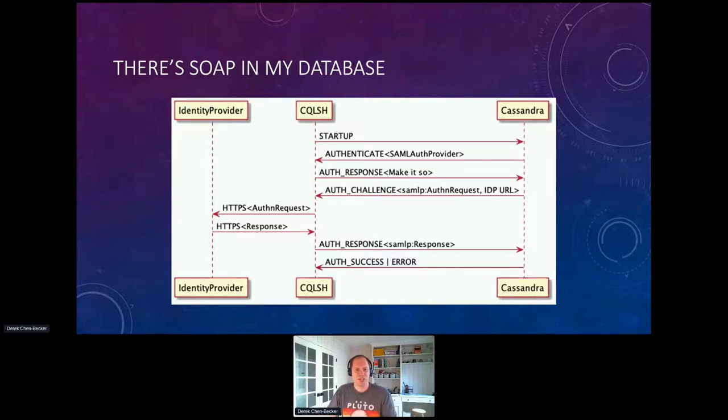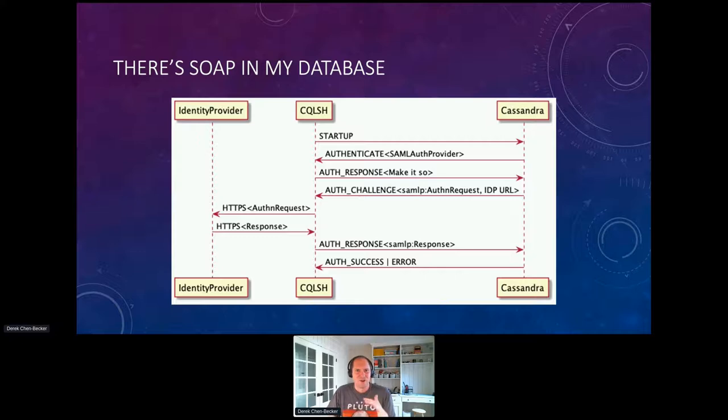So as part of our auth challenge, we're going to send back this authn request, and we're going to send you a URL of which IDP to talk to. And the plugin in CQLSH essentially then says, okay, I'm going to do my best impression of a web browser, and I'll go ahead and send this authn request over to the IDP. The IDP sends back, it's literally a SAML P response is the name of the message.